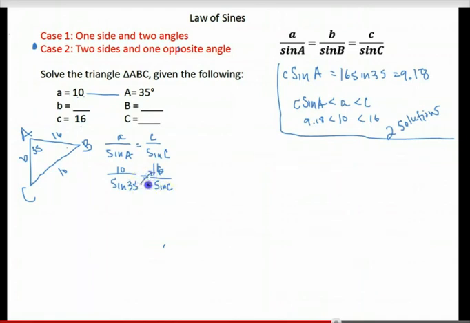Okay, in this situation, we want to get sine C by itself first, and then we'll do inverse sine to solve. So cross multiply gives me 10 times the sine of C equals 16 times the sine of 35. Divide by 10, and as you get comfortable with these, you may shortcut a bit, but I'm showing everything so you can see it all. We calculate 16 times the sine of 35 divided by 10 gives me 0.9177. I'm going to leave that full number in my calculator so I'm not rounding.